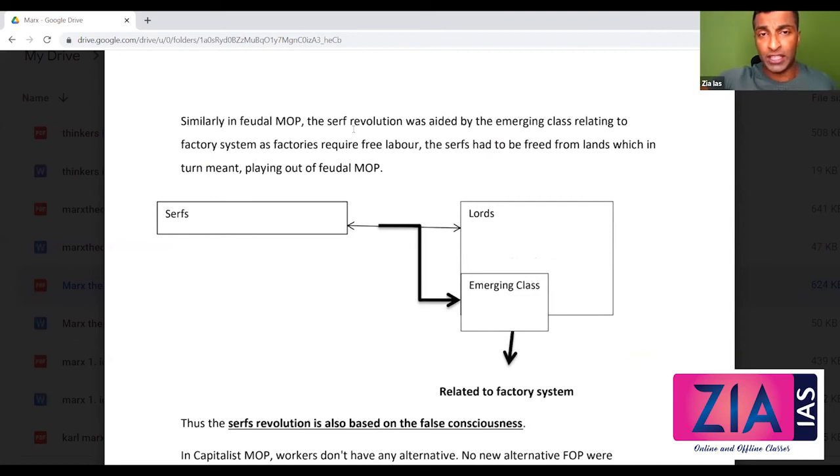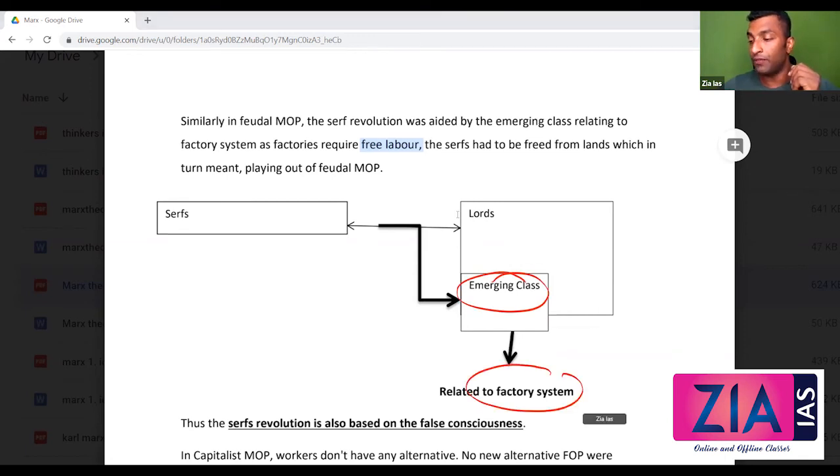Similarly, in the feudal mode of production, the serf revolution was aided by the emerging class relating to the factory system, as factories require free labor, right? So you need free labor. So these people, the emerging class, they're related to the factory system. They need free labor, so they support the revolt.